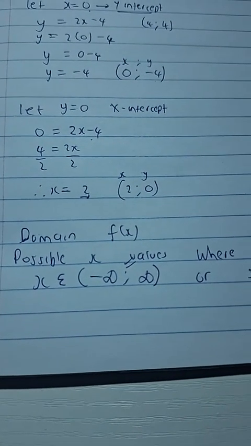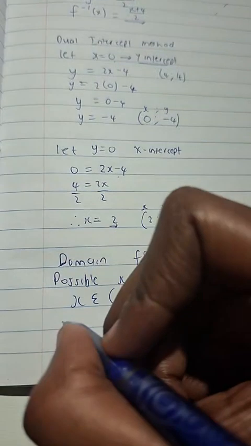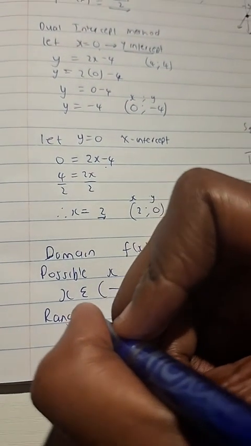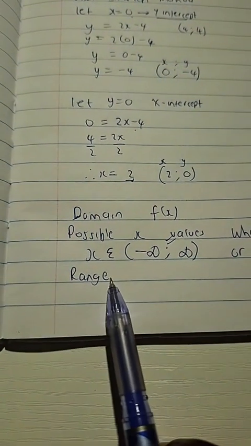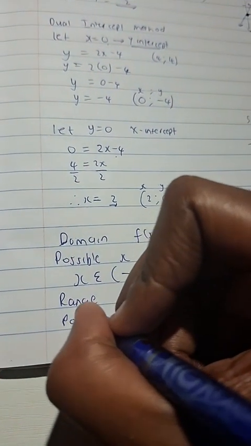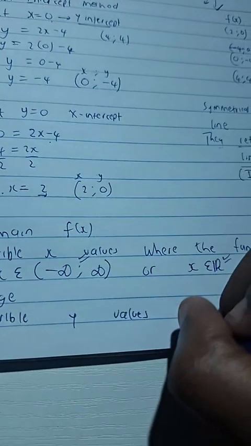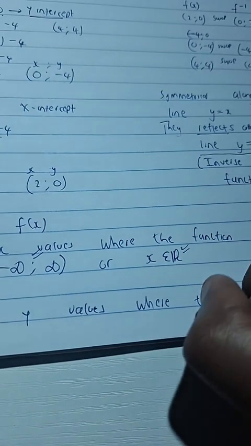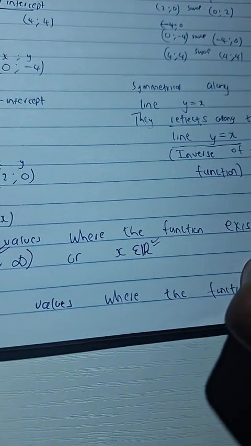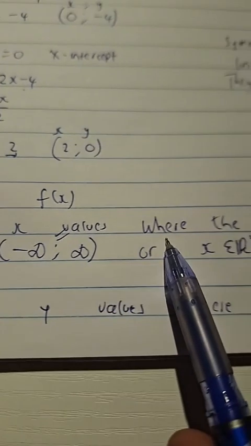actually just the question itself to find out how do we write the domain. Now let's look at this very same function and look at how do we write the range. What is the range, guys? The range is simply the possible y values where the function exists.